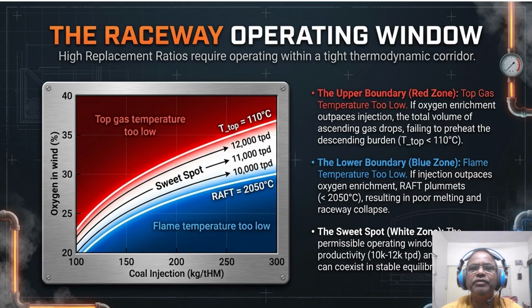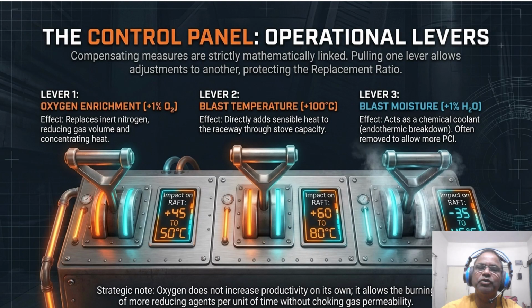High productivity, if we talk about 10,000 to 12,000 ton per day, can only exist in that narrow white corridor. So to stay there, you must master the control panel of operational levers. So let's look at exactly how we manipulate those levers to protect the replacement ratio, which is about our next slide, the control panel of operational levers.